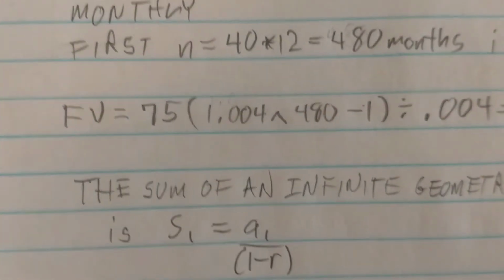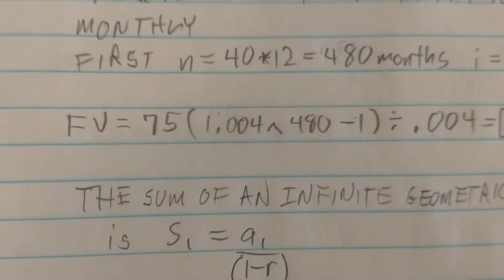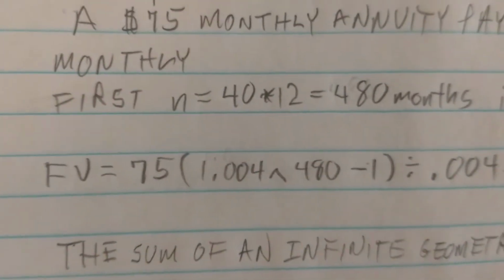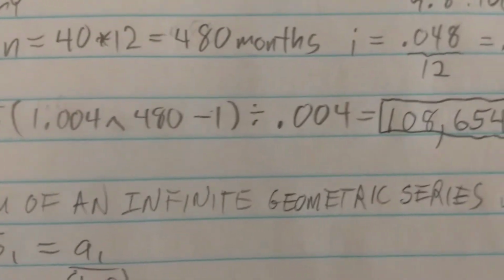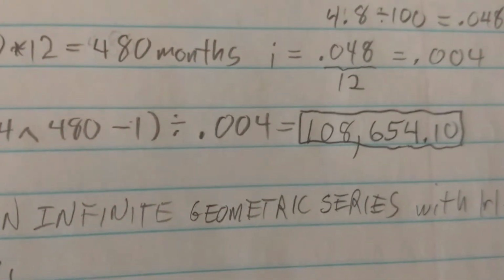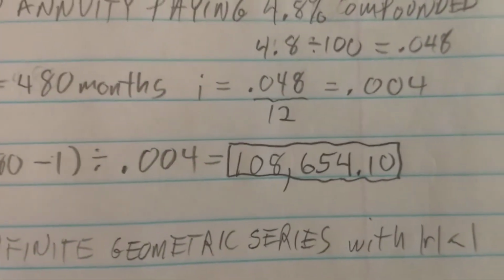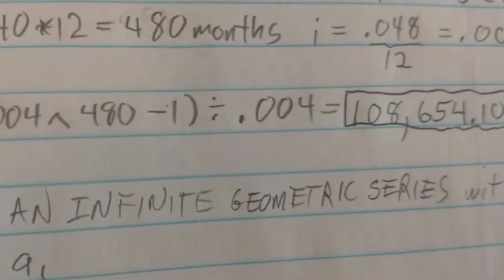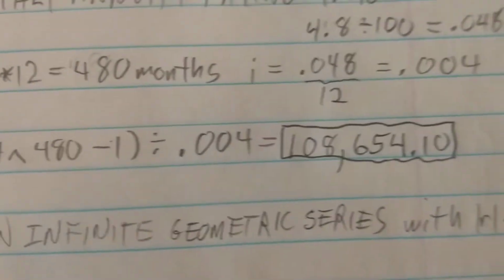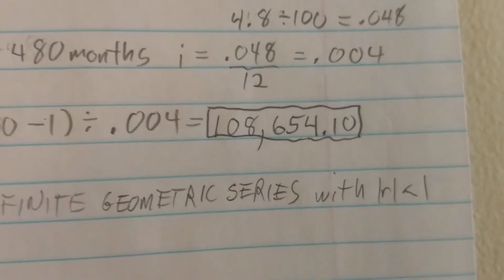Okay, so first, for 40 years, the number of months is 40 times 12, or 480 months. That's going to be our n. Now the interest rate is 4.8% per year, which is 4.8 divided by 100, or 0.048, divided by 12 to get the monthly interest rate, which will be 0.004.